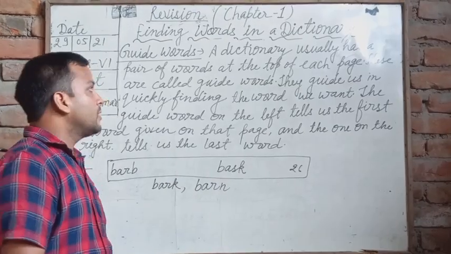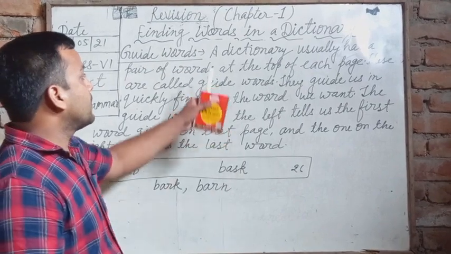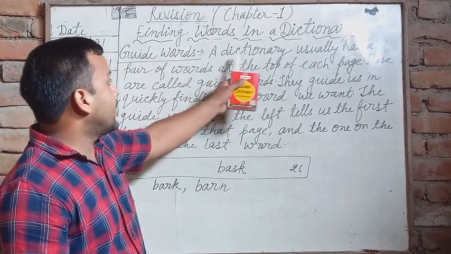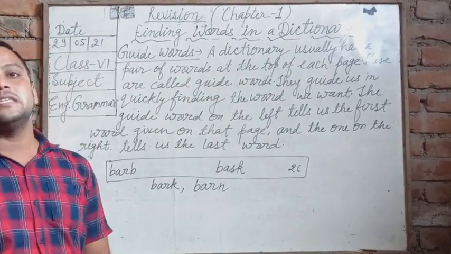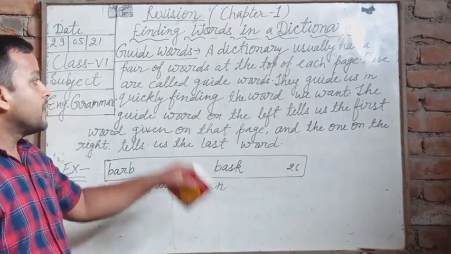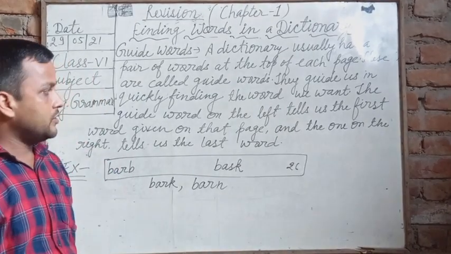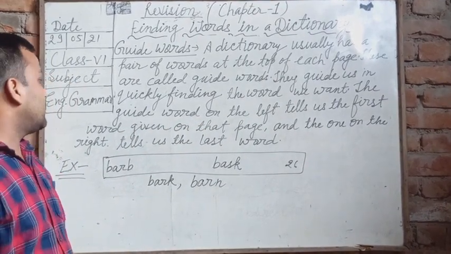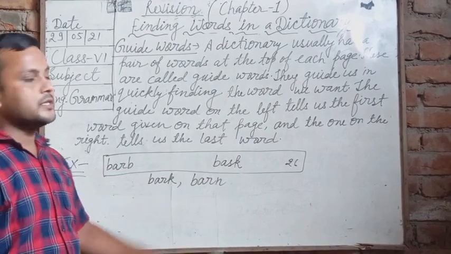Okay, students, now we will learn about guide words. What are guide words? A dictionary usually has a pair of words at the top of each page. These are called guide words. They guide us in quickly finding the word we want. The guide word on the left tells us the first word given on that page, and the one on the right tells us the last word.